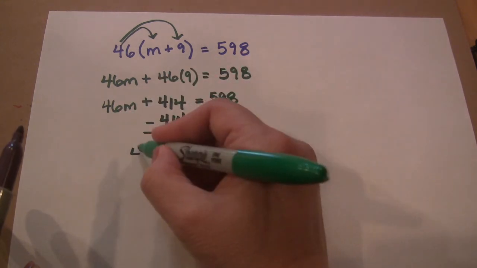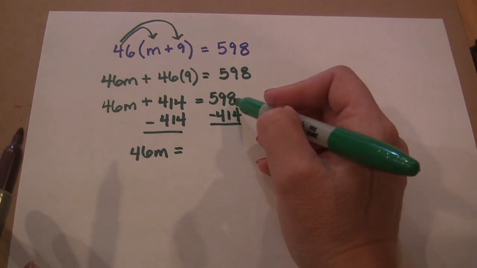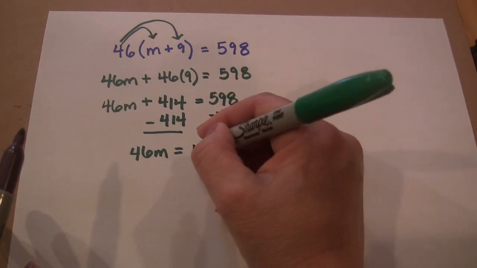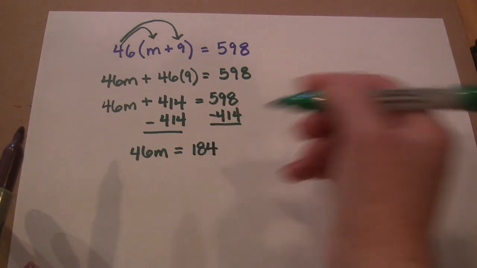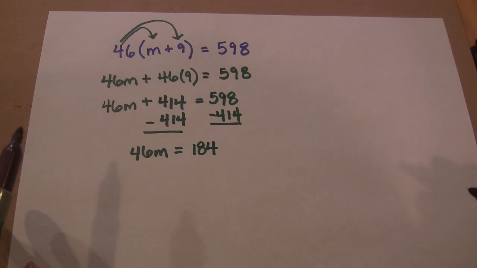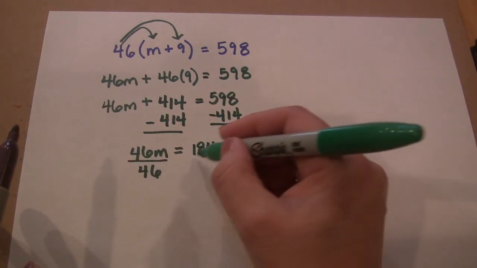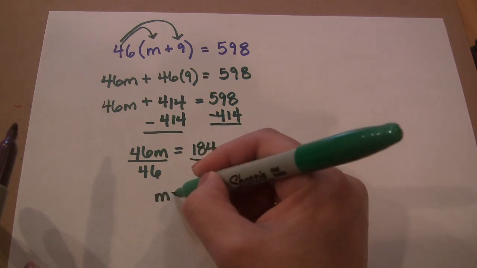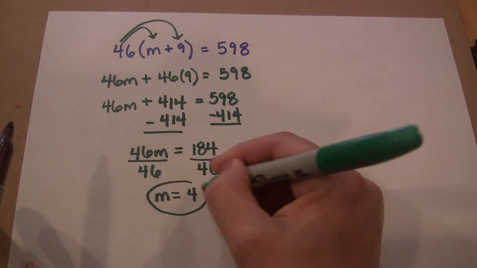So that leaves us with 46m equals whatever this math is, 598 minus 414, which, as long as you don't make any errors punching those numbers into your calculator, should give you 184. Divide both sides by 46, and we get an answer of m equals 4.